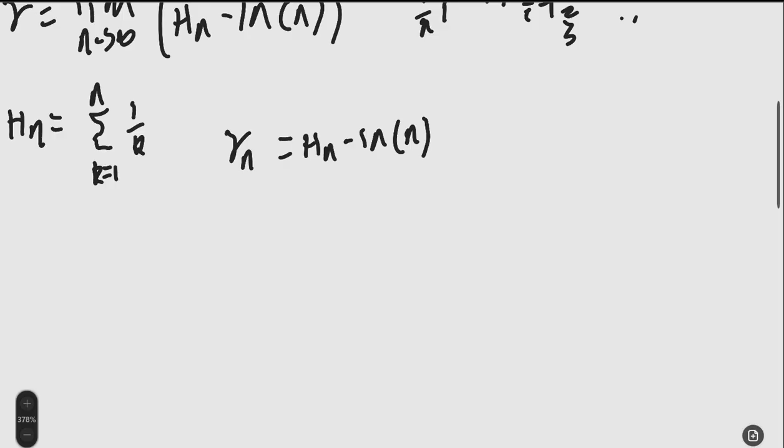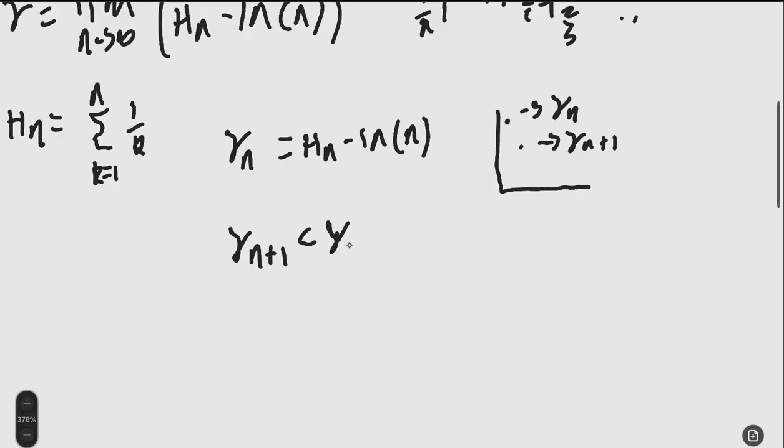So to show that this converges, we want to show it's strictly decreasing. In other words, each member is going to be less than the previous member. So if this is the gamma n term, this one would be gamma n plus 1. The next term is going to be smaller than the last term, so it strictly decreases. Or, in mathematical words, gamma of n plus 1 is less than gamma of n. That's what we want to show.